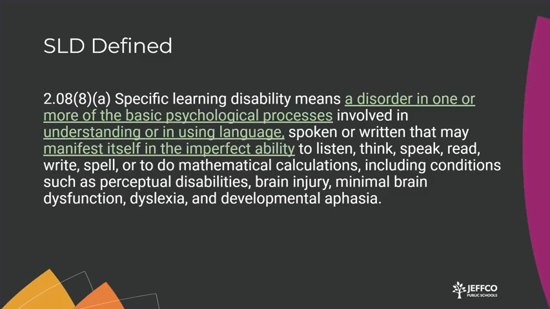A specific learning disability is defined in Colorado statute as follows. A specific learning disability means a disorder in one or more of the basic psychological processes involved in understanding or in using language, spoken or written, that may manifest itself in the imperfect ability to listen, think, speak, read, write, spell, or to do mathematical calculations, including conditions such as perceptual disabilities, brain injury, minimal brain dysfunction, dyslexia, and developmental aphasia. Let's unpack that a little.